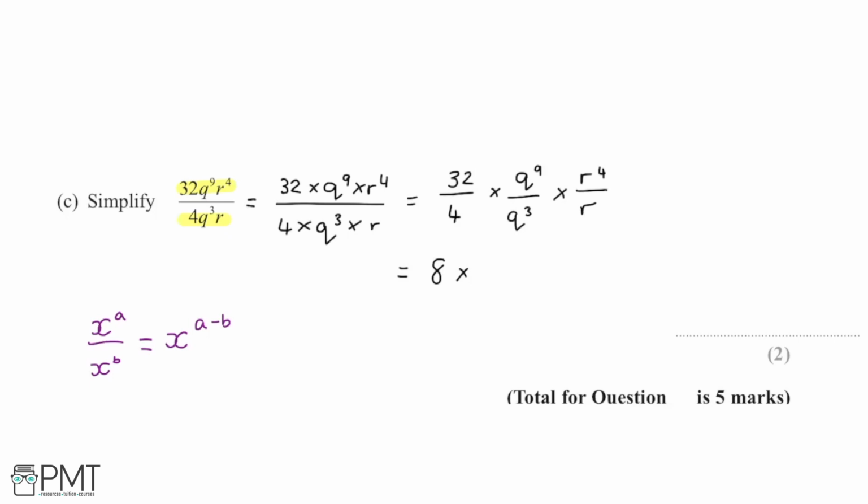So here, working with the q's again, I can take q to the power of 9 minus 3. And then I need to multiply that by r to the power of, by the same principle, 4 minus 1. So we now have 8 multiplied by q to the power of 6 multiplied by r cubed. Because we're multiplying these together, we can just write them out next to each other. So the final answer here is 8q to the 6 r cubed. And we would get 1 mark for getting 2 of these terms right, and then the second mark for having the fully correct answer that we have here.